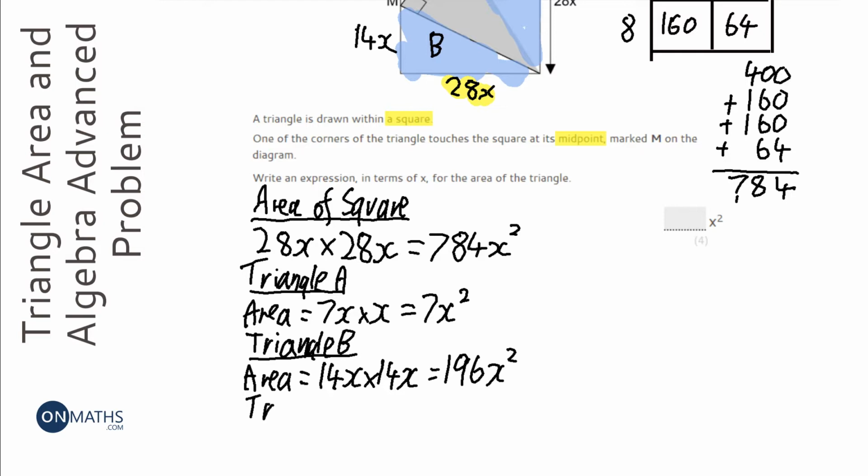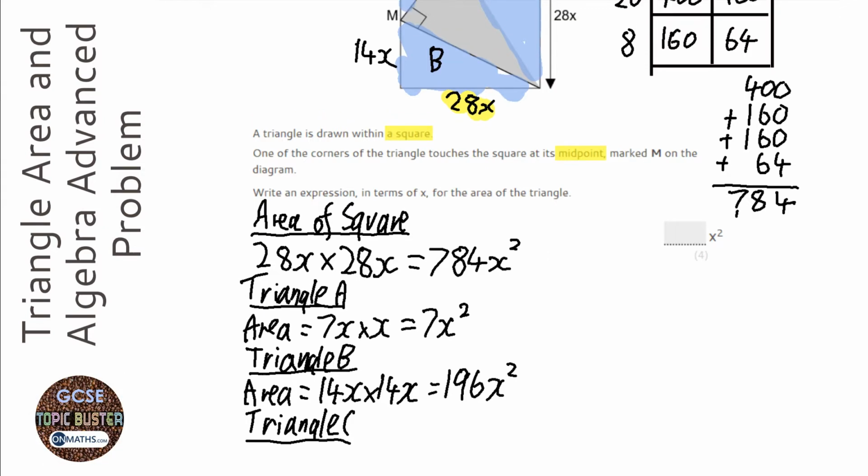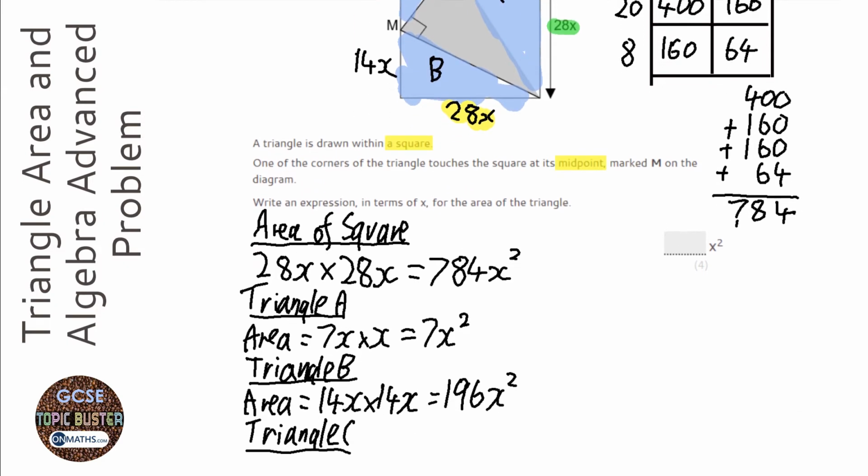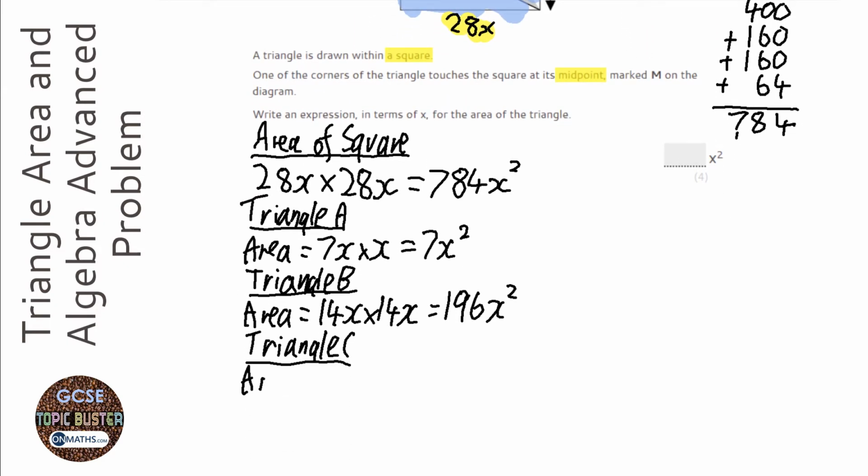Now let's do triangle C. Okay, now the triangle C I think is going to be the hardest one. Okay, let's look at which one I'm going to halve. And we might halve that one. Right, so it's going to be 14x times 27x. So the area 14x times 27x. Now we'll do the same thing again as I did before.